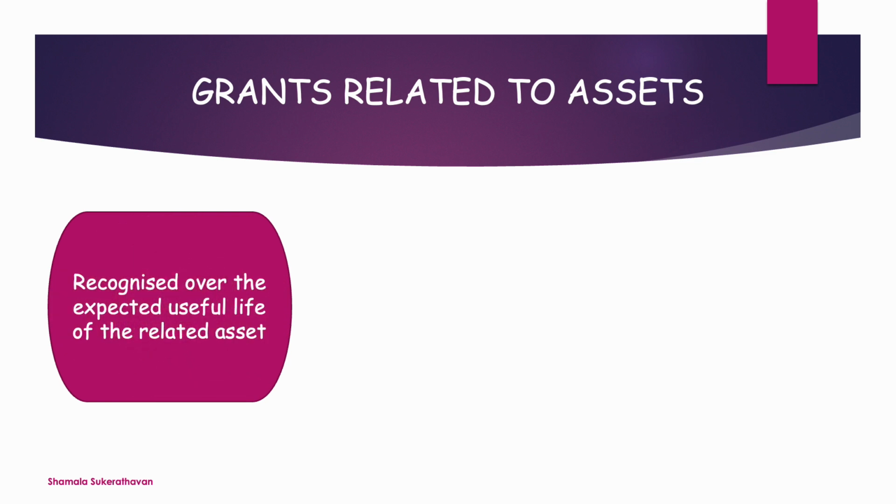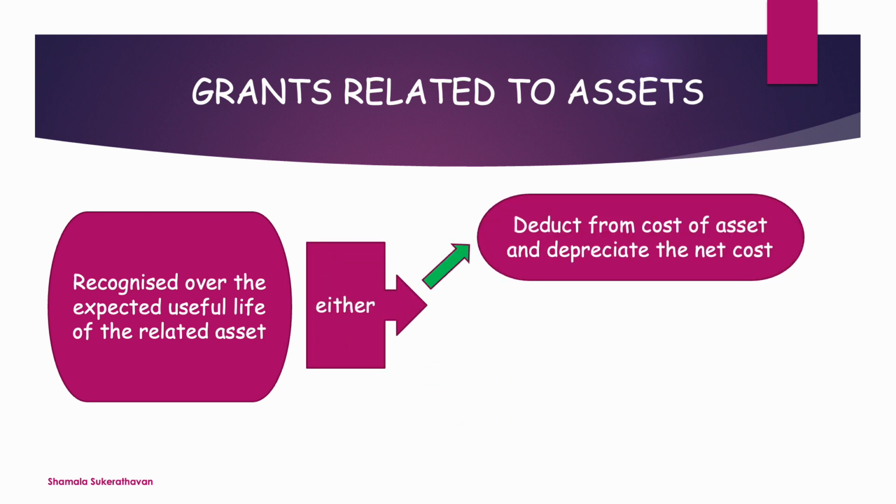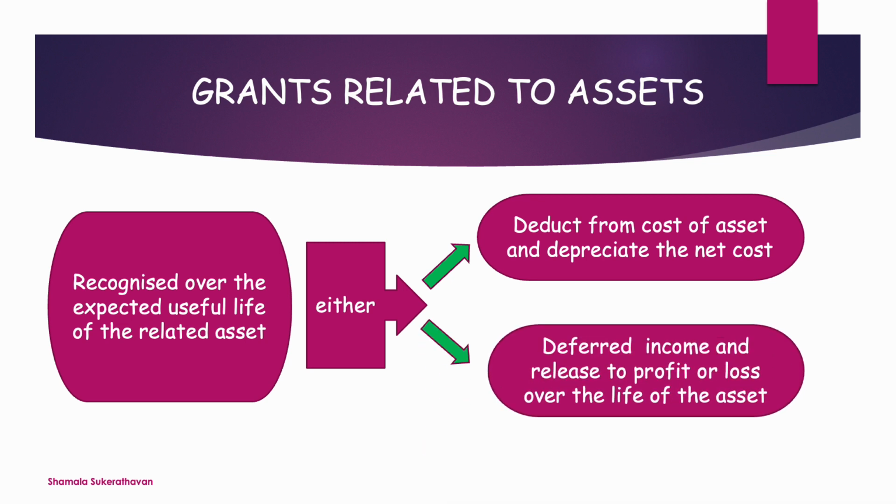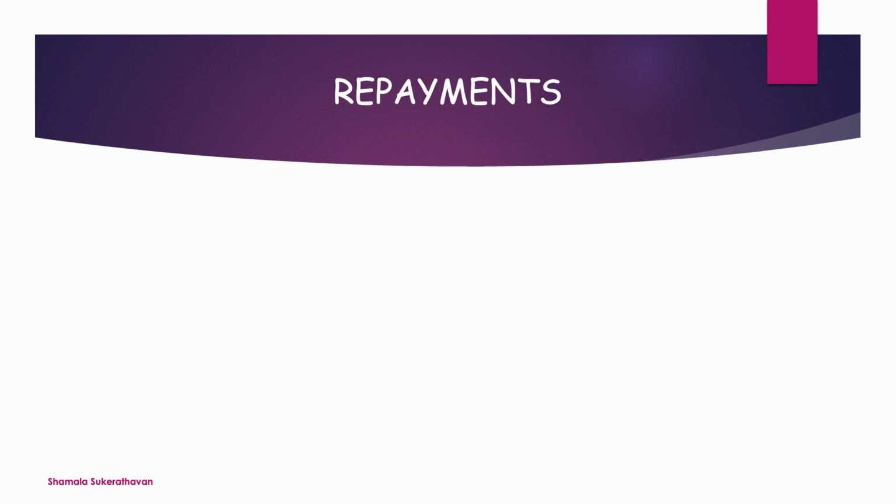IAS 20 permits a choice of either deducting the grant from the cost of the asset and depreciating the net cost, or the grant is treated as a deferred income and released to the profit or loss over the life of the asset. In the event a government grant becomes repayable, this may arise if an entity fails to comply with conditions set out by the grant.